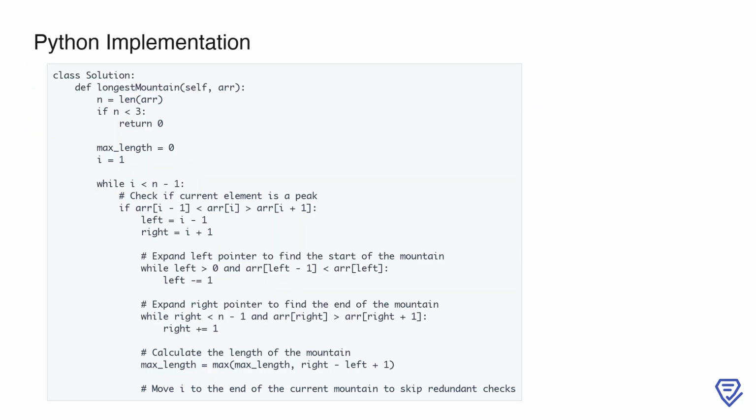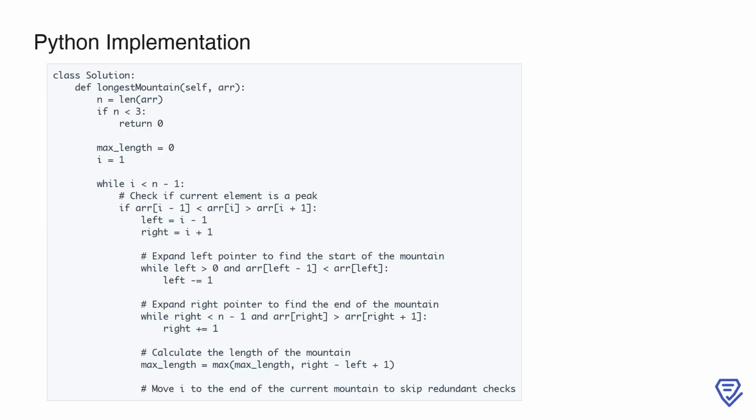Here, we begin by defining a class called Solution and implementing a method named longestMountain, which takes an array, arr, as input. The first thing we do is calculate the length of the array, n. If the array has fewer than 3 elements, we can immediately return 0, since a valid mountain requires at least 3 elements. Next, we initialize two variables, max_length, which will store the length of the longest mountain we find, and i, which is our pointer starting at index 1.